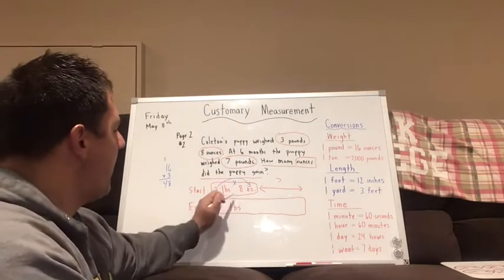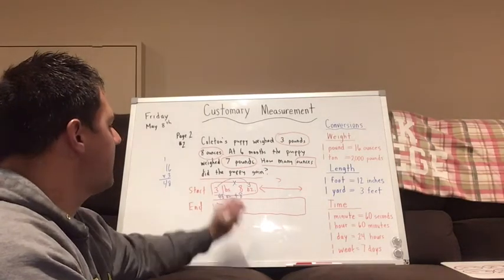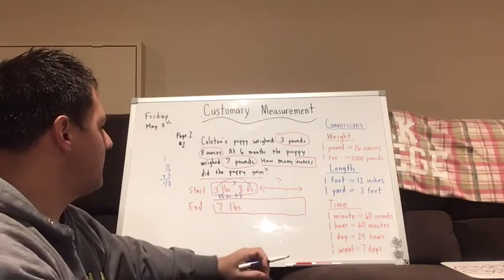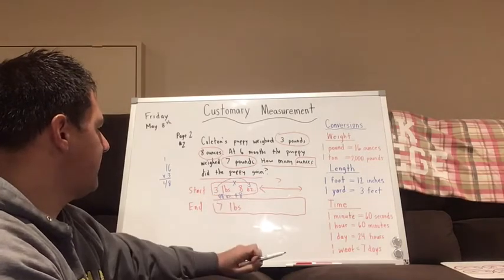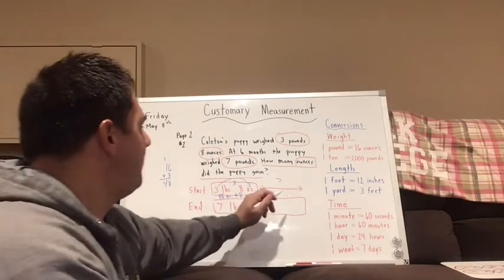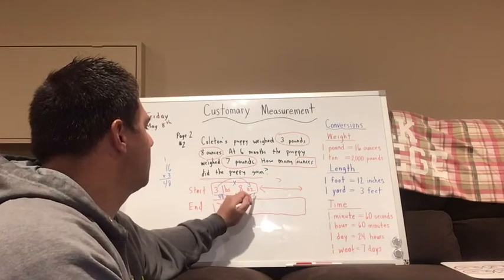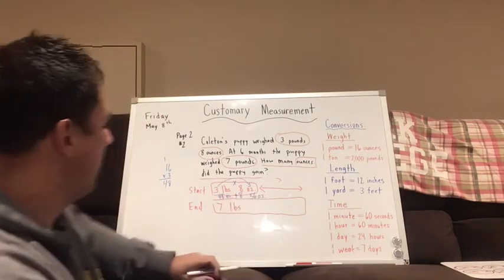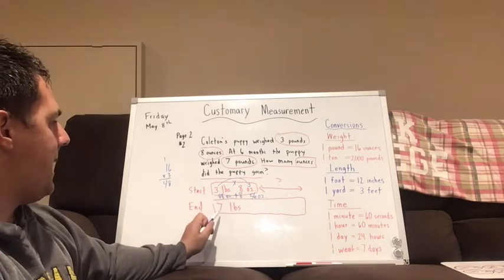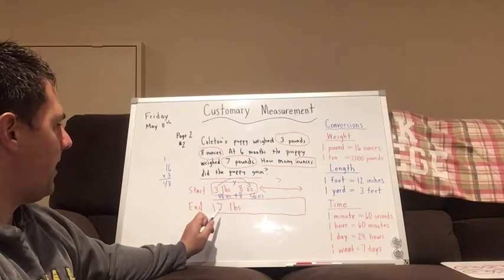ounces. And then I'm going to add the other ounces that are already there. So I know 48 plus 8, 8 plus 8 is 16. I carry my 1, would be 56. So I know this is really 56 ounces. Now I need to do the end of 7 pounds and convert that to ounces.